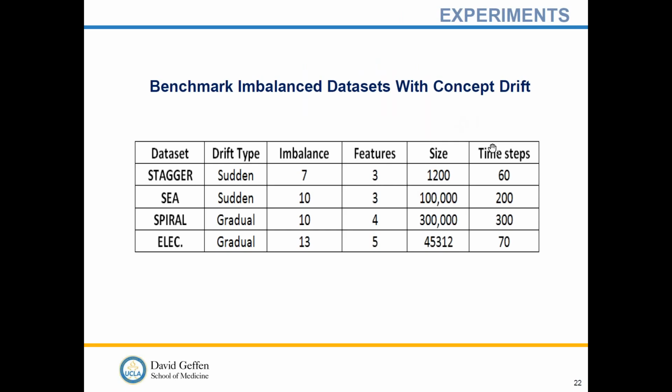So for this method, we actually use 4 benchmark imbalanced datasets which have concept drift. 3 of them are synthetic datasets, and the last one is an electricity consumption dataset. In this dataset, we are trying to predict the electricity consumption under different seasons, because it is not a static dataset. The electricity consumption changes seasonally. In summer, it's different. In winter, it's different.